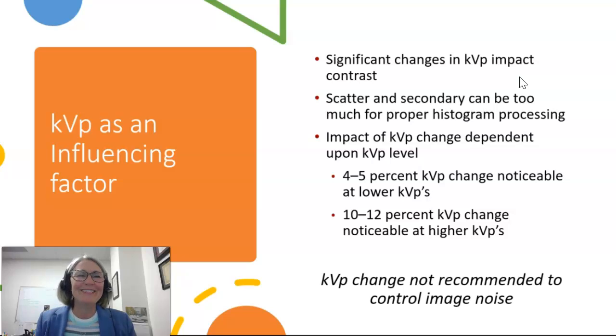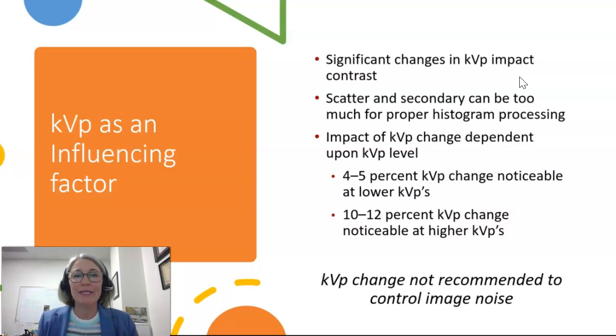All right, so let's talk about KV still. If we have significant changes in KVP, it impacts the contrast. Scatter and secondary radiation can be too much for proper histogram processing. If you use too high of a KVP for the body part, you're going to have a lot of scatter on that IR, and the histogram is going to struggle. It's not going to know exactly what to do, okay?